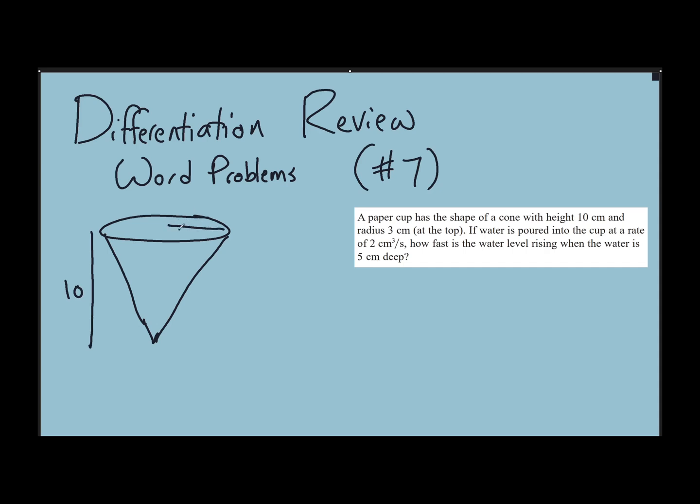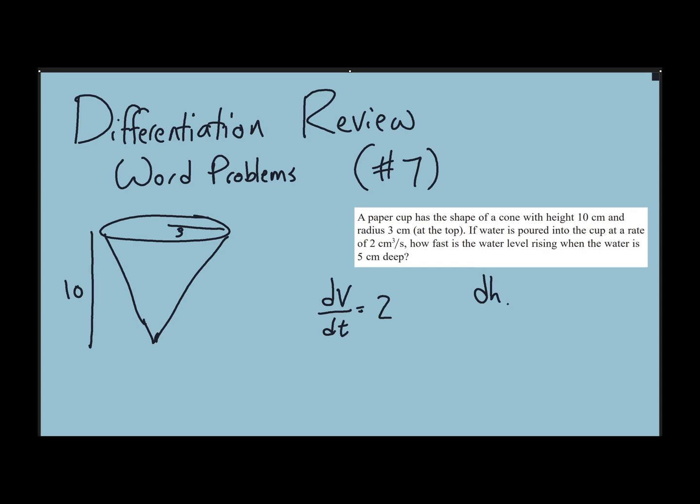I'll put that 3 over here somewhere like that. Hope you can see it. It's a little small. If water is poured into the cup at a rate of 2 cubic centimeters per second, so that's a change in volume and a change in time. And I know that for sure because it's centimeters cubic, which is volume, per second, which is time. How fast is the water level rising when the water is 5 centimeters deep?